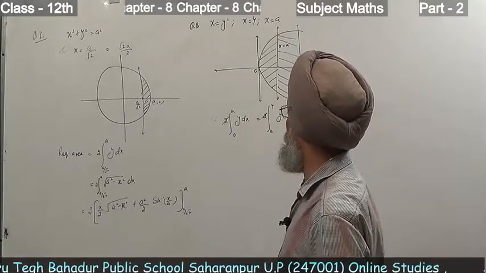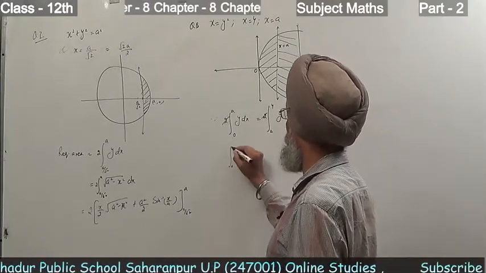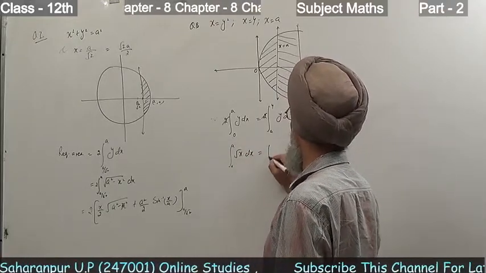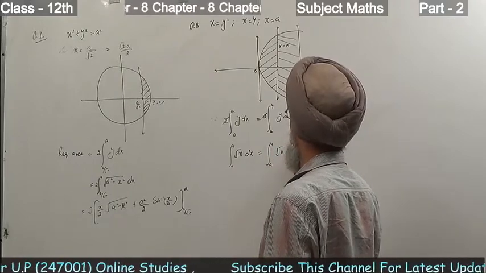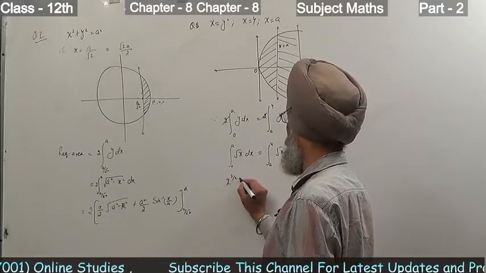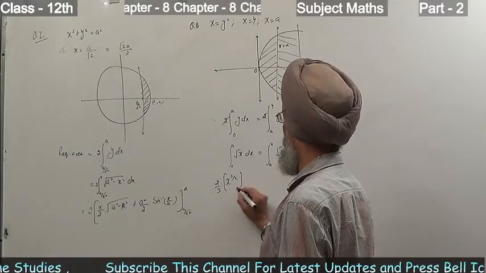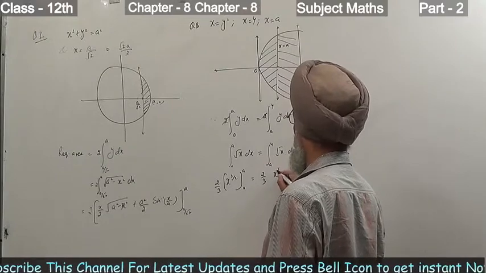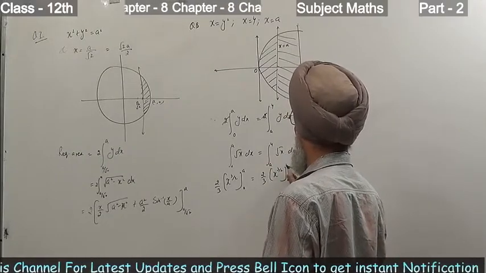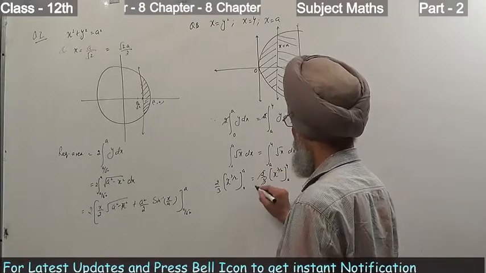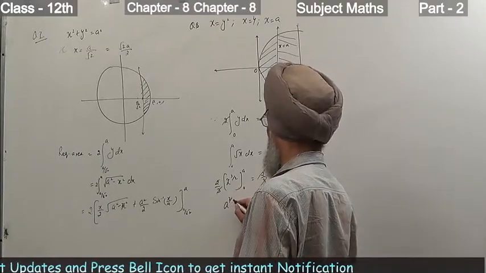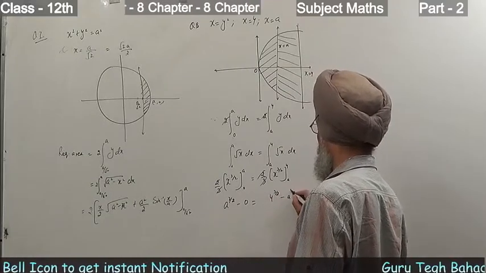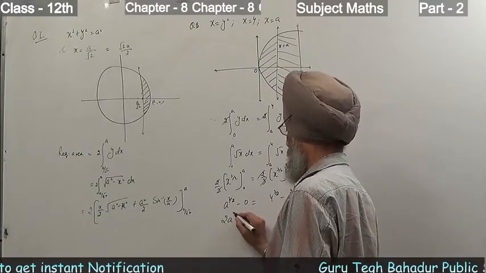So what do we get? 0 to a, y is square root of x, and a to 4 square root of x. x to the power 3 by 2, it's 2 by 3, 0 to a, it's again 2 by 3, x to the power 3 by 2, a to 4, cancelling it. a to the power 3 by 2 minus 0, 4 to the power 3 by 2 minus 2 times a to the power 3 by 2.